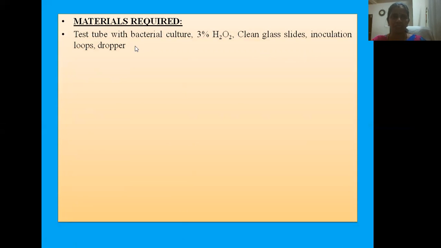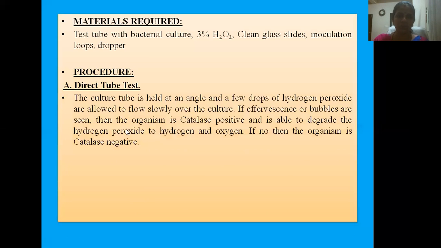Now let us go through the materials required to perform this experiment. We need a test tube with the bacterial culture or plate culture, then 3% hydrogen peroxide, a clean glass slide, inoculation loops, a dropper, a spirit lamp, etc. Now let us go through the procedure. First method, that is the direct tube test.